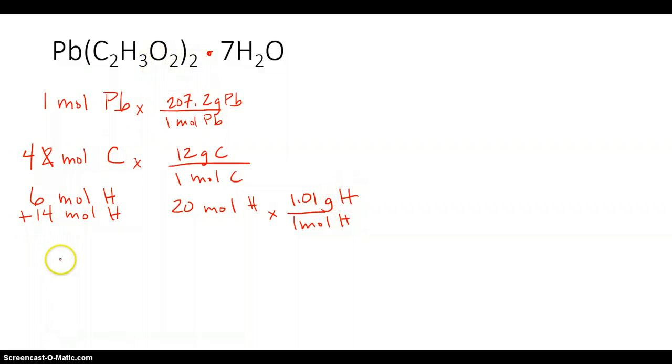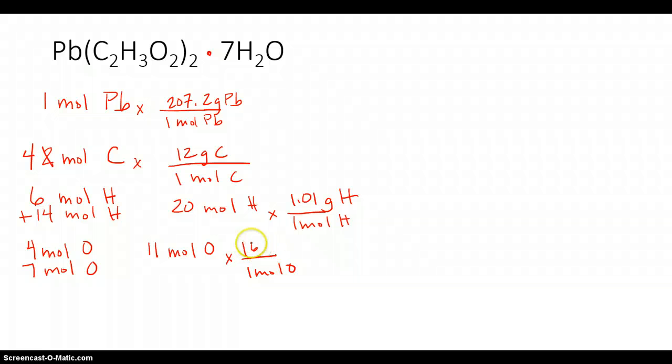All right? So the next one is oxygen. Oxygen, again, I have 2 sets of 2. That means I have 4 moles of oxygen on this side. But over here, I have 7 moles of oxygen. There's no subscript. So that works out to be a total of 11 moles of oxygen. So I have 11 moles of oxygen here, and I know that 1 mole of oxygen is 16 grams.